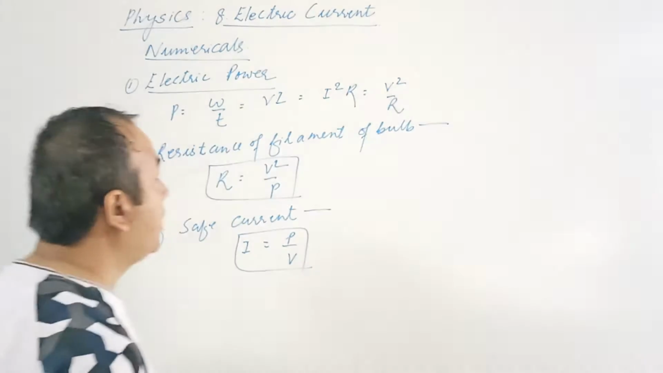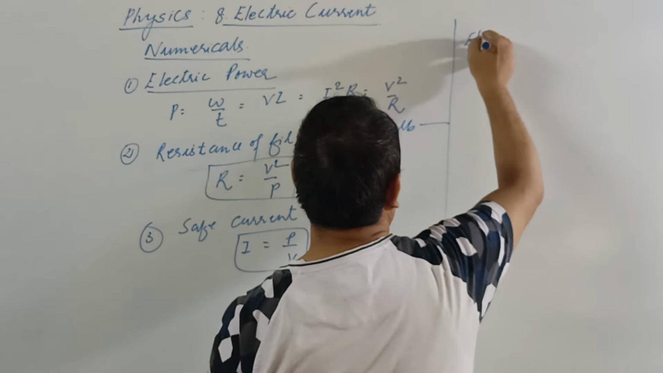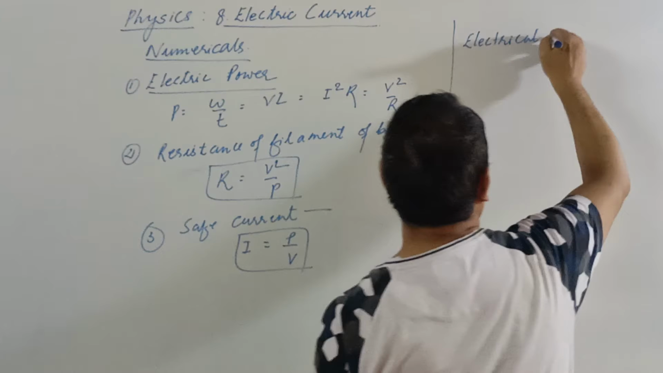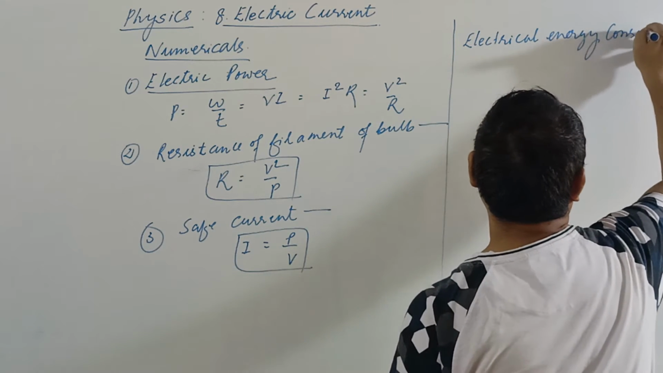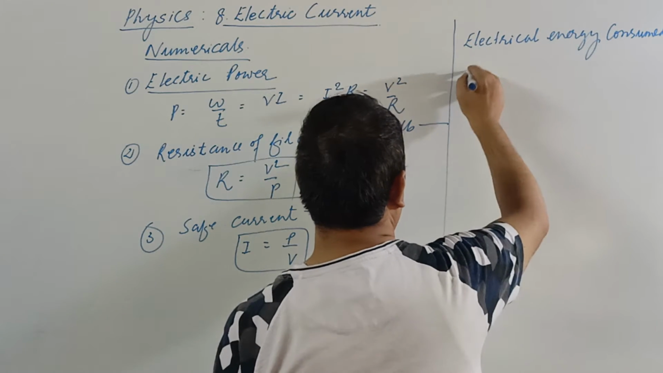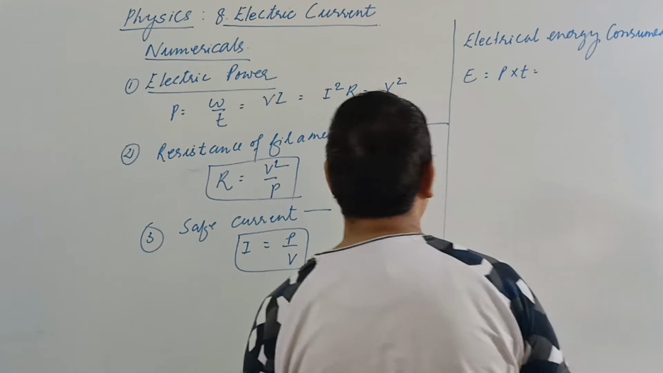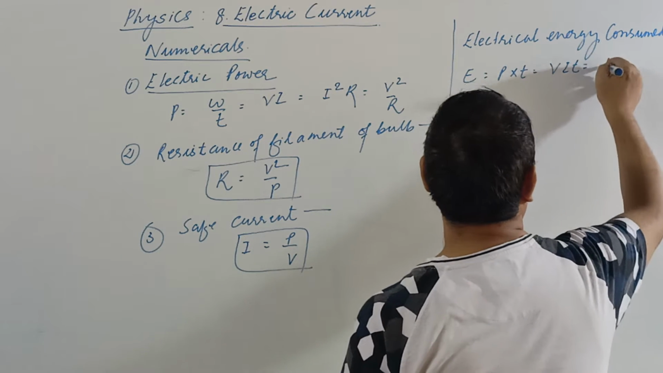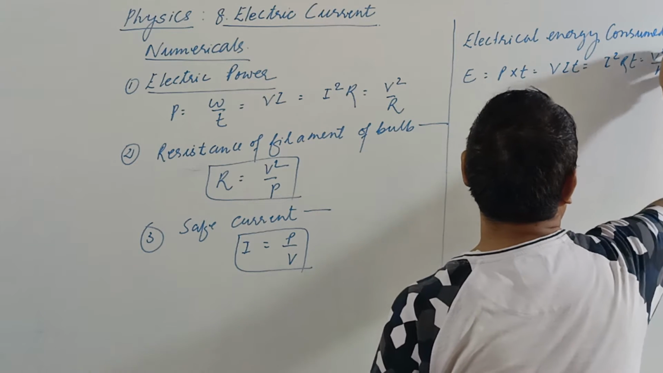Then comes electrical energy consumed. Electrical energy consumed is equal to power into time. Now substituting the value, it will be VIT, which is equal to I square RT, which is equal to V square T by R.